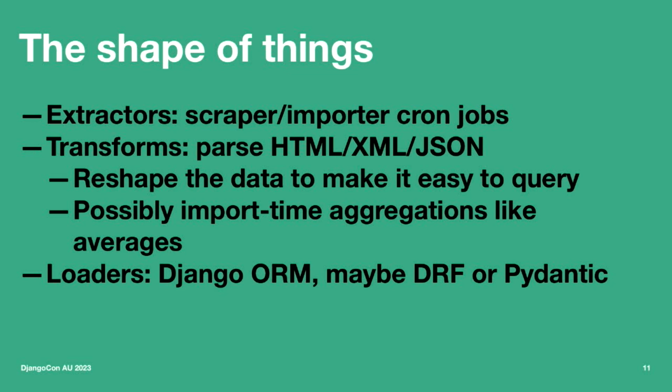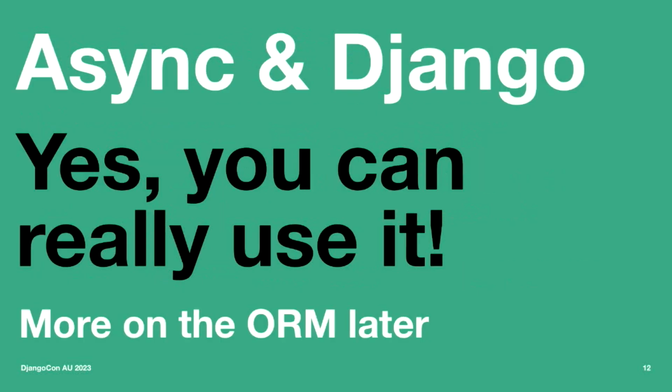But we also need to talk about the L then. In that case, it's mostly going to be the Django ORM, which I assume most people here probably know how to use. You could use more complex stuff like Django REST Framework serializers or Pydantic, but in most cases, it's going to be something along those lines. Async in Django has been a long journey, and that journey isn't over yet, but Async Django is great, and you can use it today for real production applications.